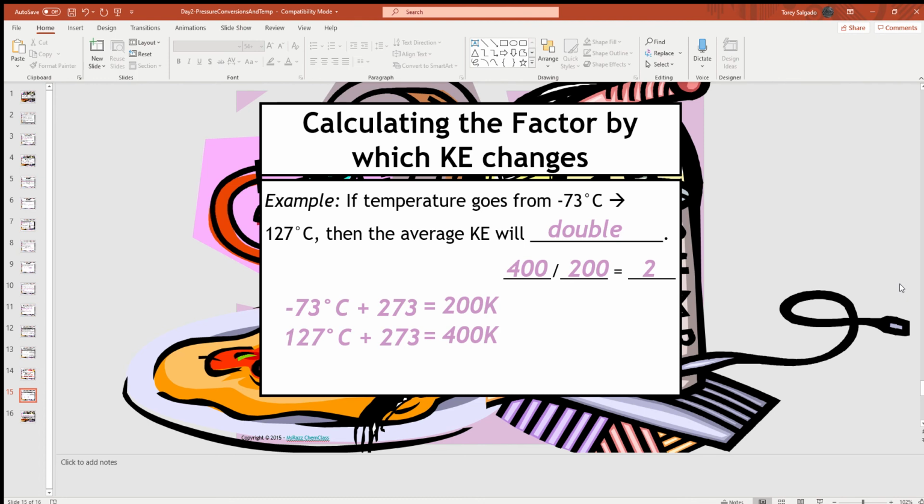So if the temperature goes from negative 73 degrees Celsius to 127 degrees Celsius, what will the average kinetic energy be? We're going to have to add 273 to each of those numbers, get them up to standard, right? Get them up to STP. We're going to use it for Kelvin. Okay, so now we have 200 to 400. If we're going from 200 to 400, that's a factor of 2. We're going to double our kinetic energy.